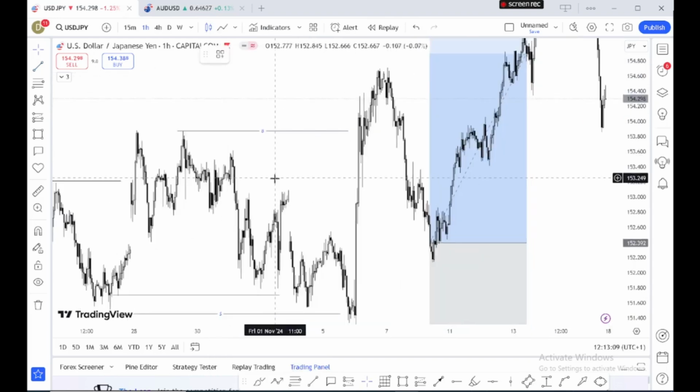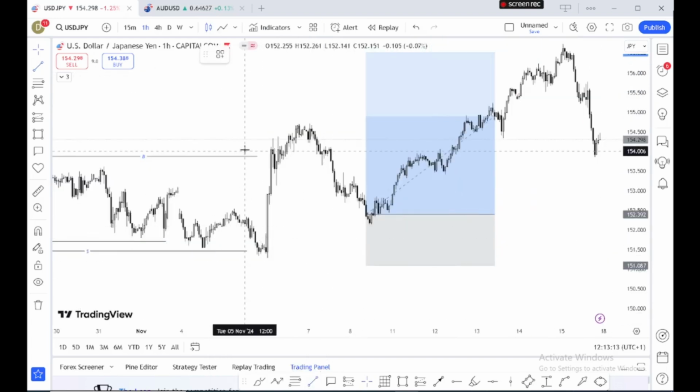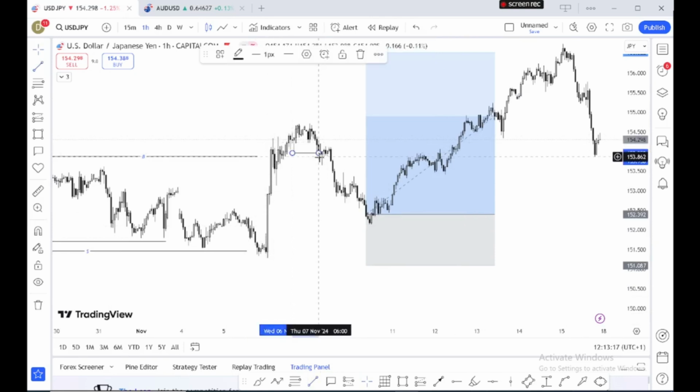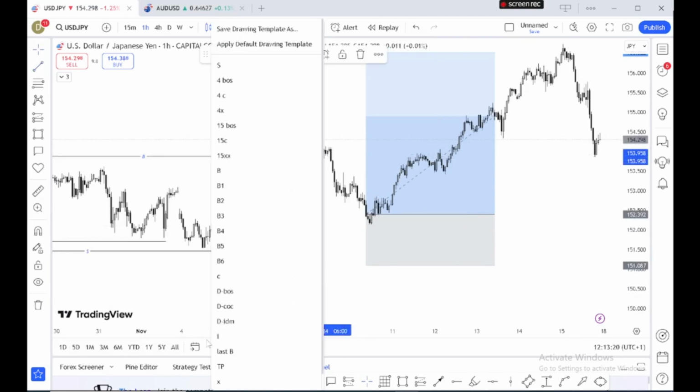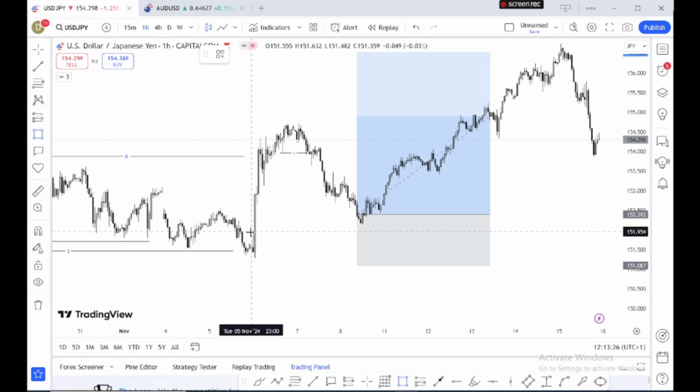So what are we looking for next? First thing is to look for inducement, which I identified to be here, like this. Put my stop loss. So then where is my extreme? This is my extreme order block. I explained this in my last video. This is my extreme order block.